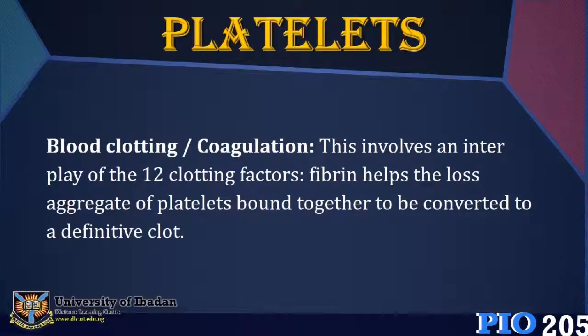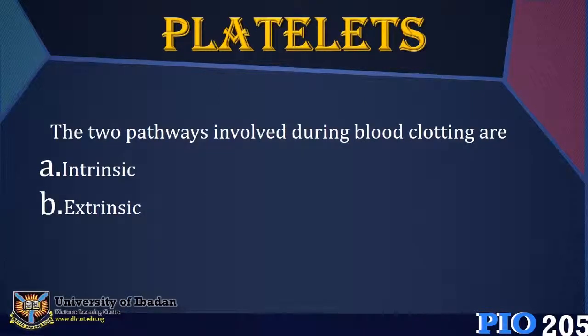Blood clotting or coagulation. This involves an interplay of the 12 clotting factors. Fibrin helps the loose aggregate of platelets bound together to be converted to a definitive clot. This then traps blood cells, thus making a stronger thread-like mesh when compared with the loose plug of aggregate platelets. The two pathways involved during blood clotting are intrinsic and extrinsic.